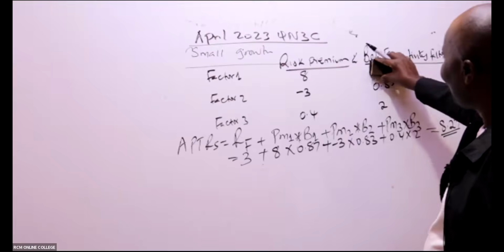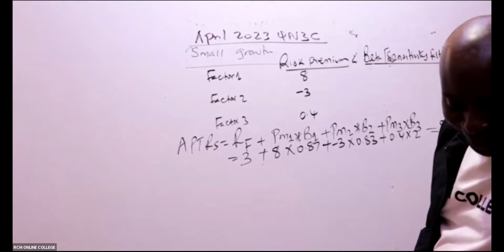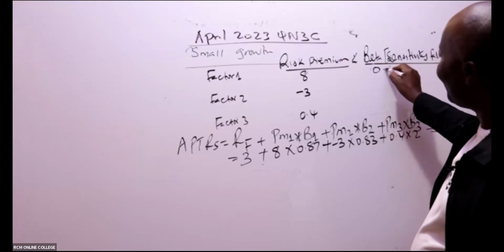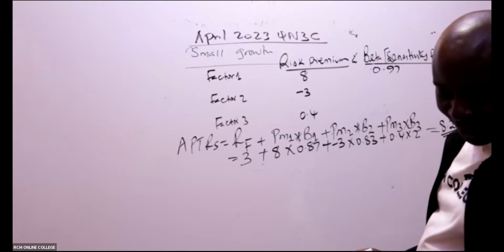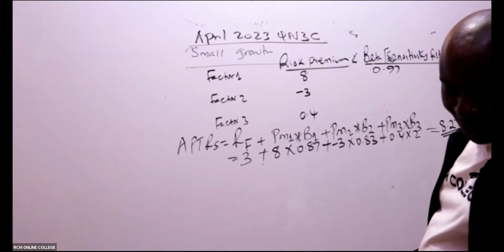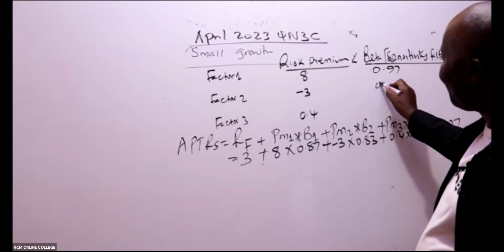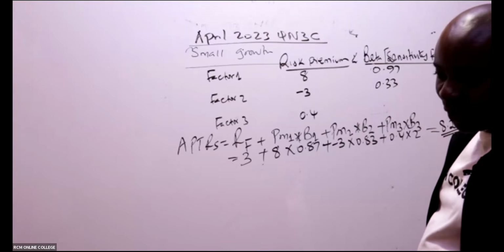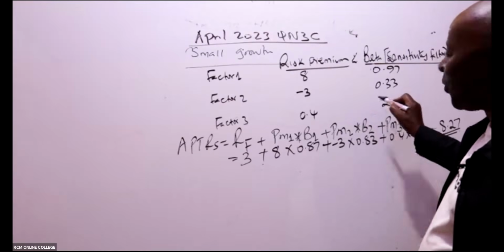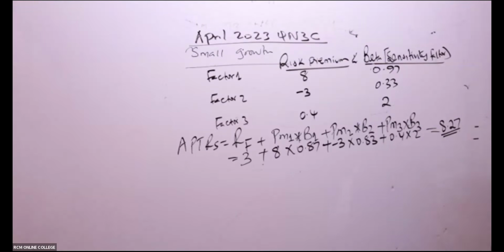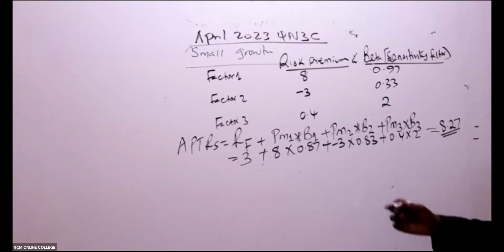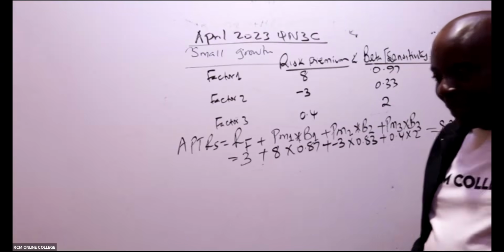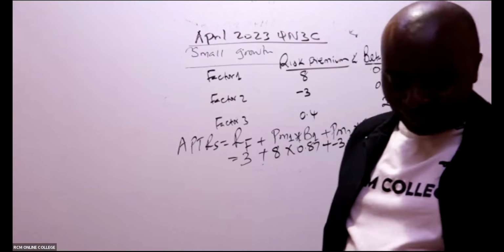So for small growth, we have 0.97. Factor 2 is 0.33. Then we have 2 like that. So now do your abracadabra and give me an answer.